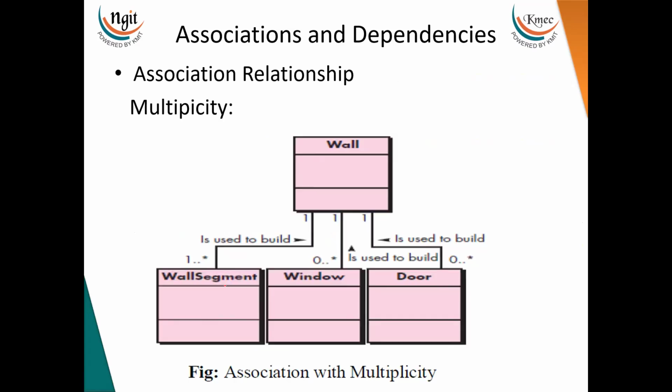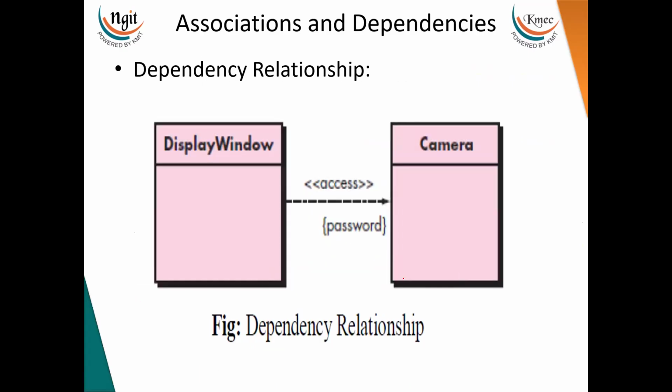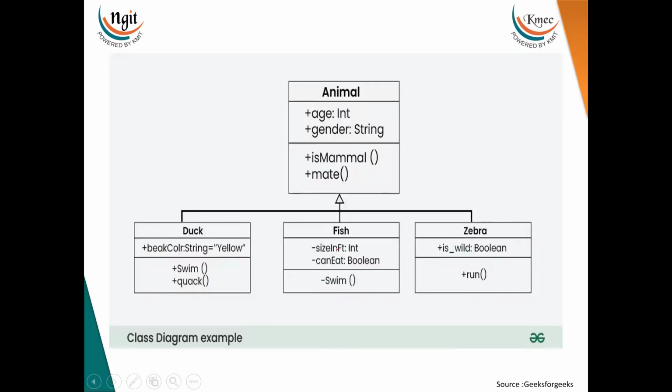Perfect examples are also given, so please look at the example: the wall segment, window, and door. Then associations and dependencies. This is the dependency relationship: display window, access camera, and password. Then an example of a class diagram.